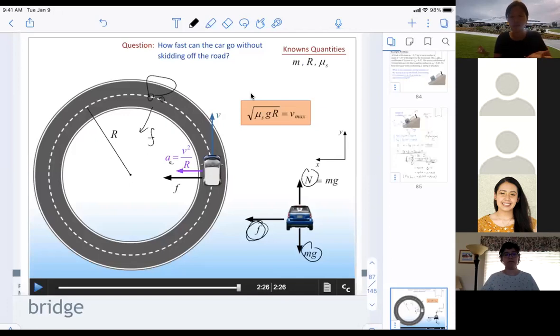Isn't that the static friction is okay? If you're just sitting here, there shouldn't be any static friction. But if someone tries to push you a little, push your chair or your table, then your static friction will be in the opposite direction of the tendency to move. So isn't our car just sitting there? Where do we get this static friction? Where does it come from?